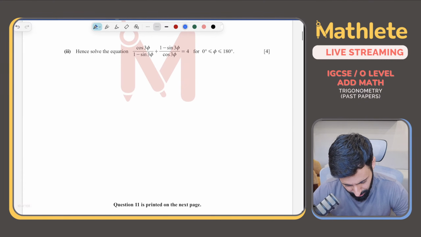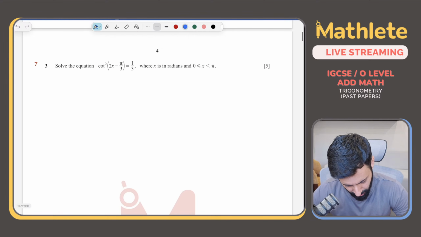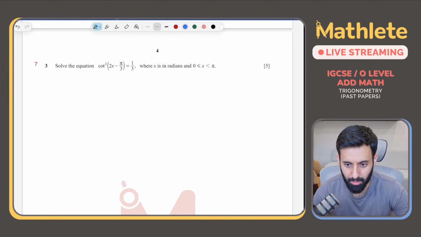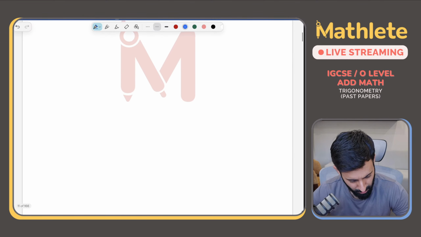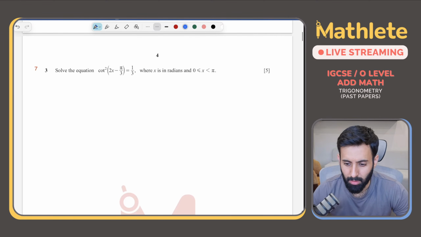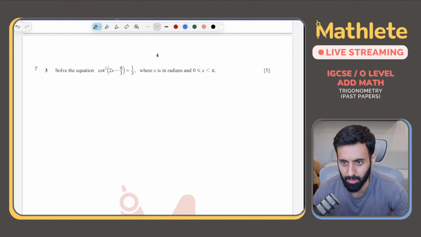Let me find a tan question in which we have to alter the range. This looks nice. This is cot. Cot will turn into tan. Will this allow us to go slightly beyond one cycle? No, it won't. Give me a second, I'll find such a question.